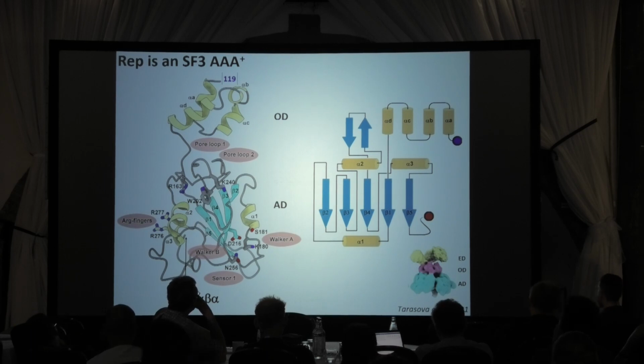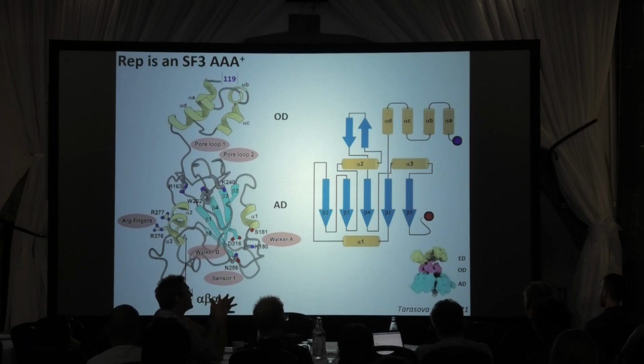So the OD, if you do a Dali search, it's homologous to homeodomains. These are domains that proteins use for interacting with nucleic acid. We think the nucleic acid goes through the center of Rep, so it's doing the same function here. And the AD is the canonical fold, an alpha beta alpha fold that you see for AAA plus ATPases.